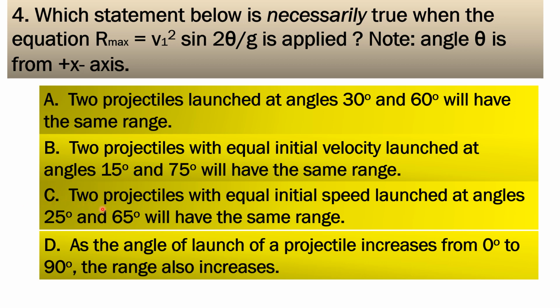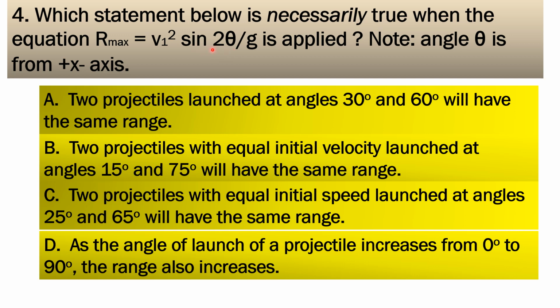Then letter C, two projectiles with equal initial speed launched at angles 25 degrees and 65 degrees will have the same range. And option D, as the angle of launch of a projectile increases from 0 degrees to 90 degrees, the range also increases. All right, so these statements have something to do with how you understand the meaning of this equation, Rmax.